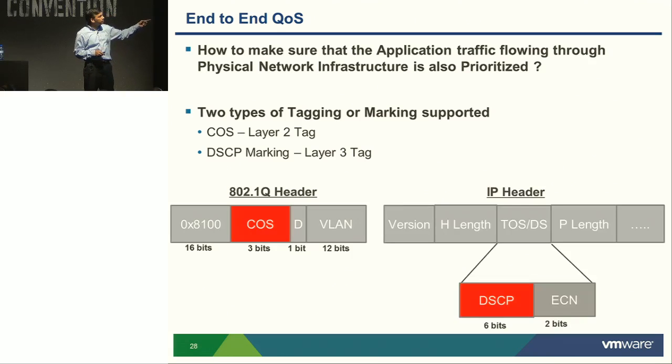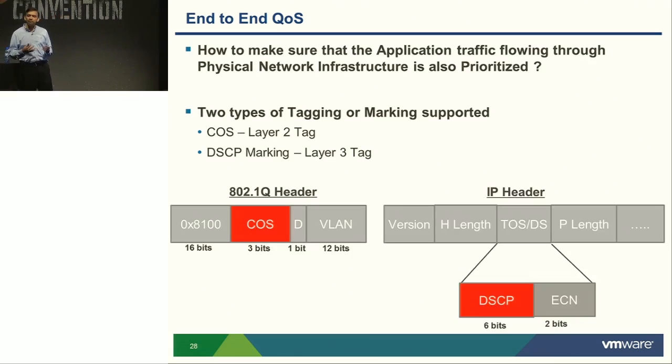Now in the DSCP one, you have 6 bits. So you can have 64 different types of tags which you can program on that particular packet. So we have both the capabilities now. If you want to use class of service, because you are using physical switches that understand that class of service field, then you can use class of service tagging, or you can use DSCP marking, which typically the physical routers and switches do take a look at, and then prioritize the traffic.